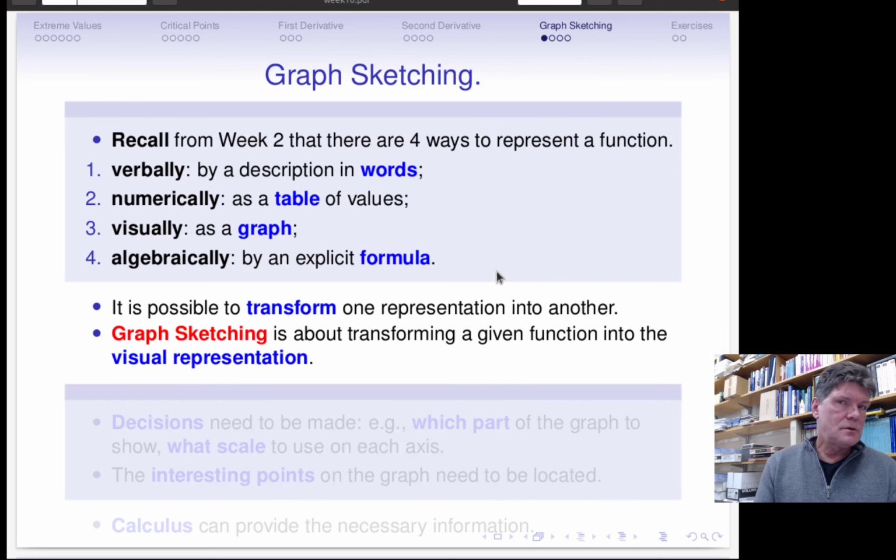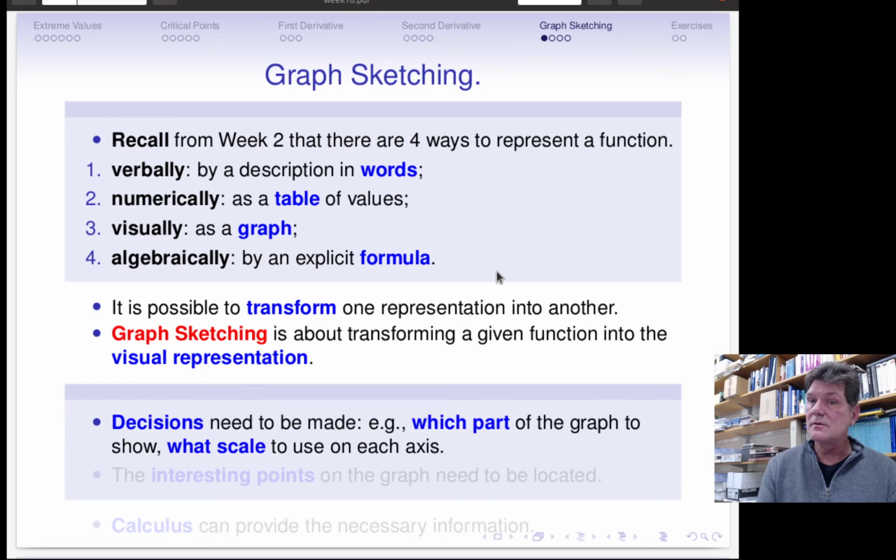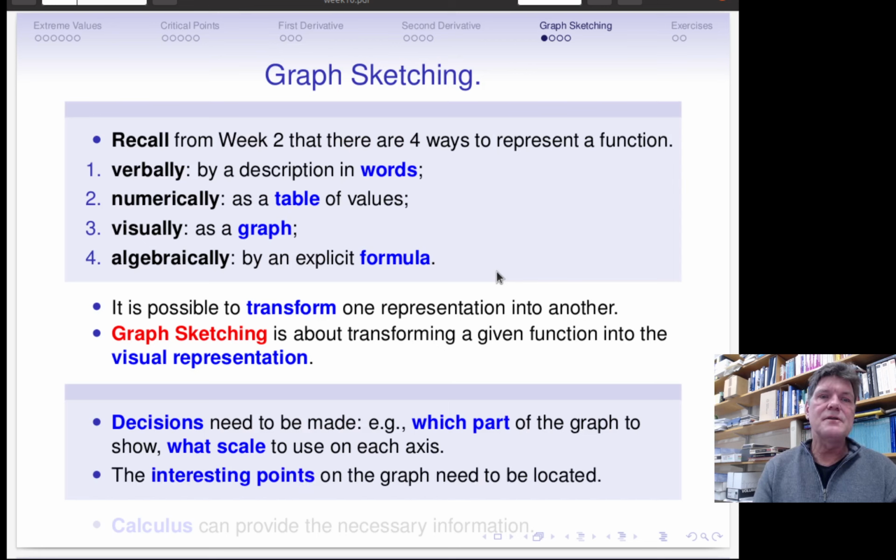If you sketch a graph, decisions need to be made: which part of the x-axis do you want to use, or which part of the y-axis, what scale. This essentially boils down to what are the interesting features, the interesting points of the graph that the sketch should communicate. To make these decisions, calculus can provide the necessary information. The tests that we just set up provide the information of interest.